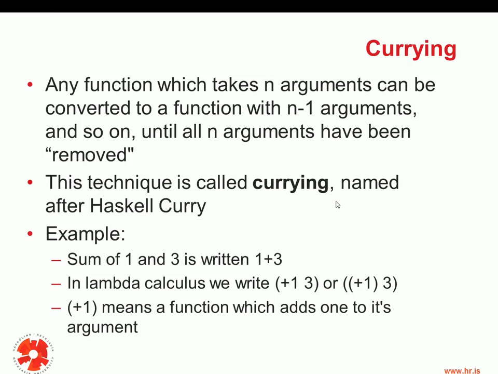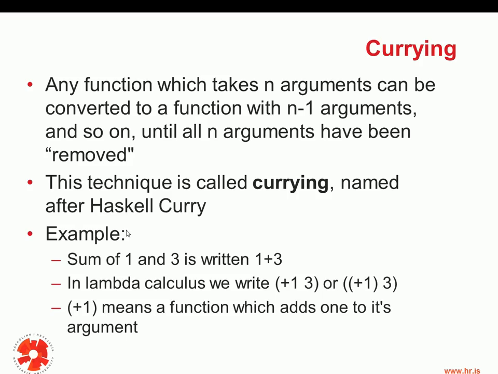Yes, so we are still discussing lambda calculus, and there is one concept that we need to discuss because it comes up often in the discussion on functional programming, and that is currying. Any function which takes n arguments can be converted to a function with n minus 1 arguments, and so on until all n arguments have been removed. This technique is called currying, named after Haskell Curry. And as you may be aware, Haskell is one of the better known functional programming languages.